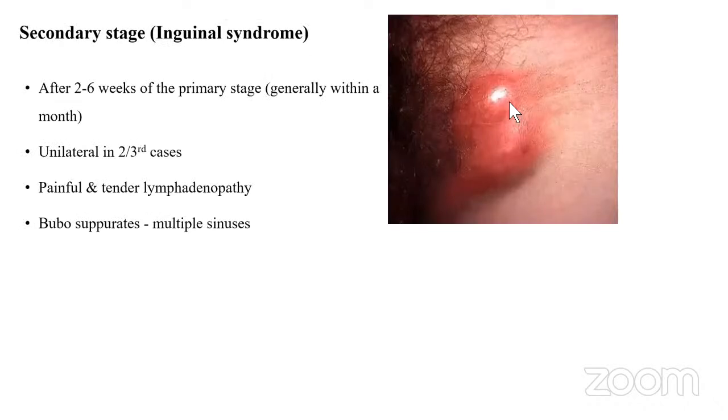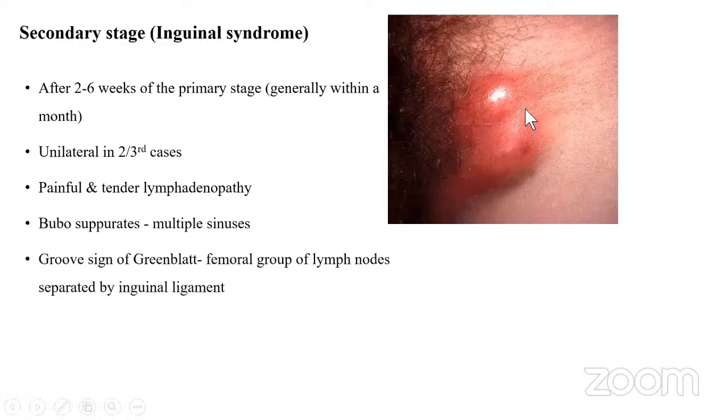Okay. And the secondary stage is the enlargement of the lymph nodes, and this occurs 2 to 6 weeks after the primary stage. The lymph node involvement is unilateral, and the nodes are painful and tender on palpation. These lymph nodes form an abscess, which ruptures to form multiple sinuses. In chancroid, we saw that if the abscess of the lymph nodes, that is the bubo, ruptures, it is usually a single sinus, whereas in LGV it is multiple sinuses.